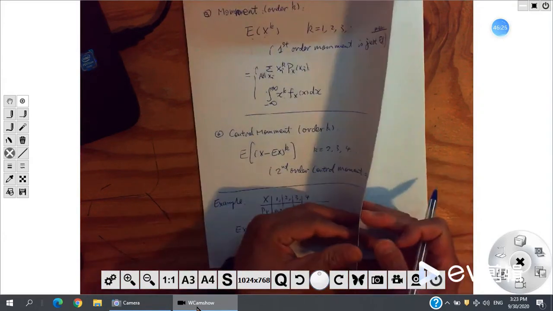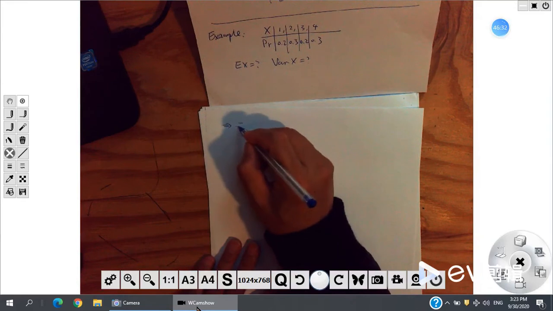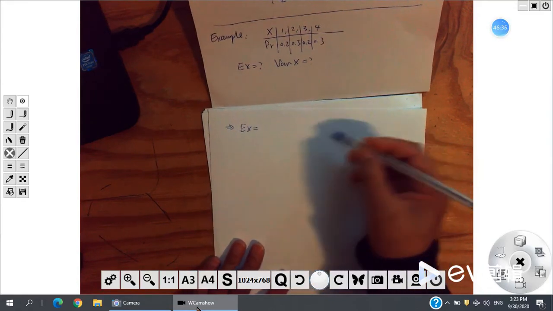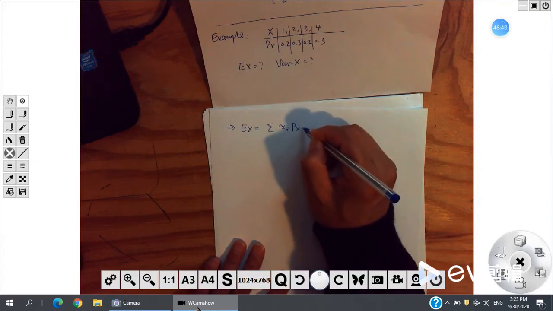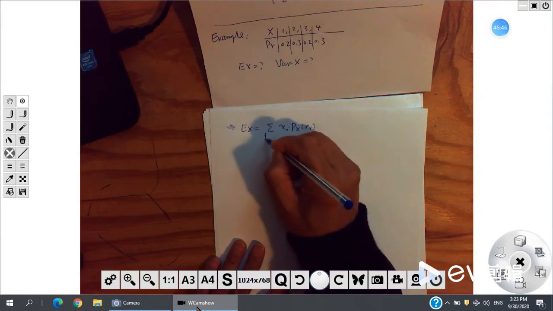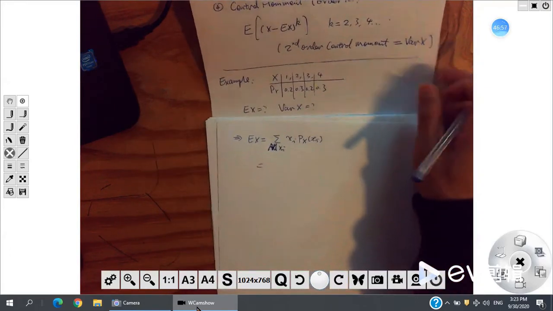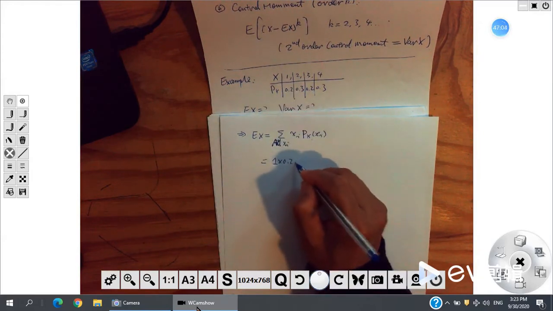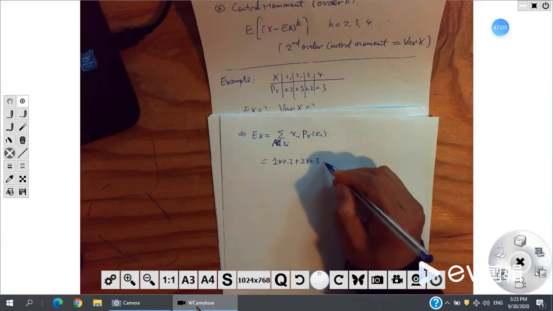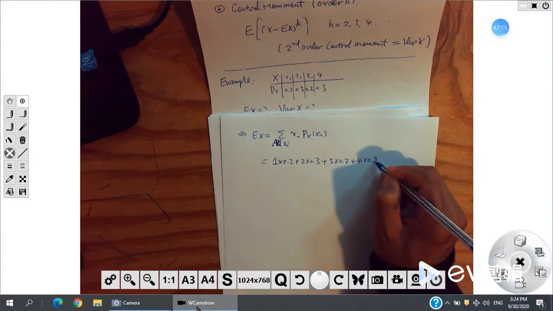Then you just follow the definition. EX, for a discrete type, is the summation of every xi times the related probability, for all xi's. The possible xi's are 1, 2, 3, 4. So it is 1 times 0.2, and 2 times 0.3, and 3 times 0.2, and 4 times 0.3. So this is the mean.